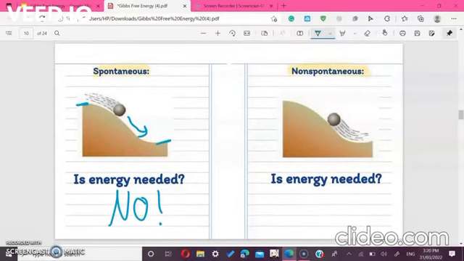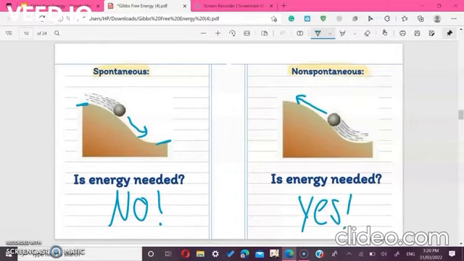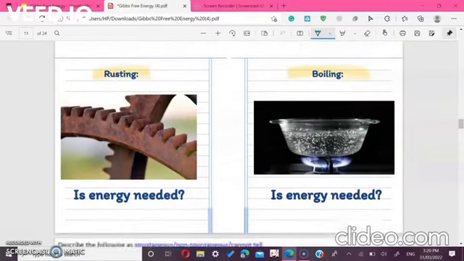Let's look at the other scenario. The ball is moving uphill. Does it need an input of energy, or does the ball move by itself up the hill? Do we have to push the ball, or does it move naturally up the hill? Of course, it needs an input of energy. Yes, energy is needed.